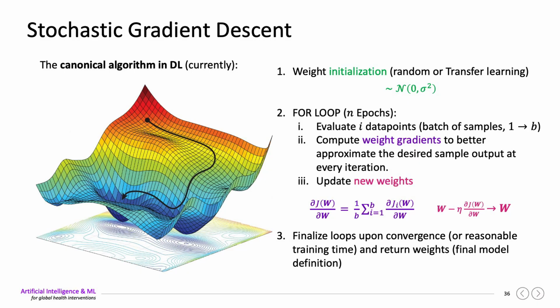Here, a summary of the stochastic gradient descent algorithm. First, you initialize your model weights. They can start with some random values or with a set of pre-computed values, the result of a previous training process on different or related data, a process called transfer learning. Then you iterate for n epochs, evaluating the loss in a batch of samples, then compute the gradients that better approximate the desired output. And then, based on the learning rate, you update the weights.